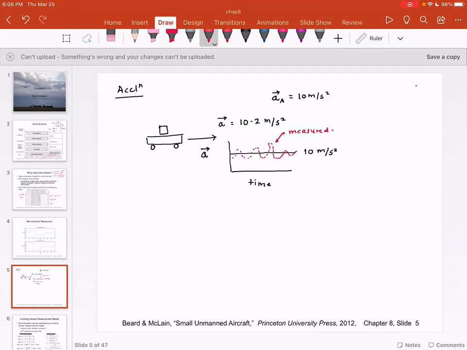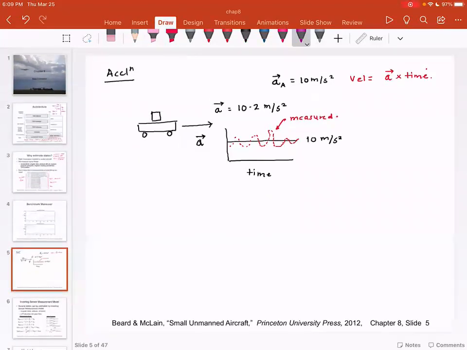Now what I'm going to do is, from this acceleration, I'm going to find out the velocity. Velocity is acceleration multiplied by time. So if you look at the true velocity, once you start multiplying the acceleration by time, the velocity of the vehicle, say if it starts at 0, is going to go something like this. This is the velocity.